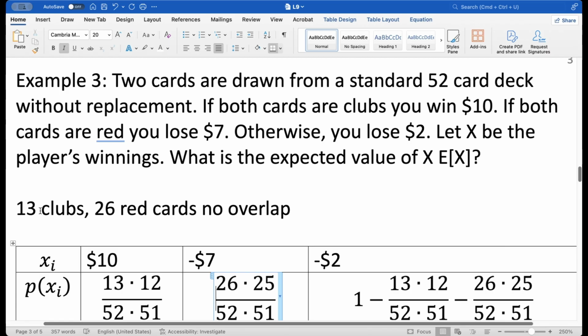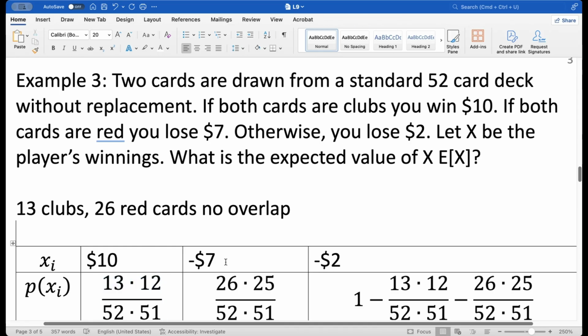The first draw, there's 13 possibilities for the first club. Then you want to get another club. There's only 12 left for the second one. Denominator, there's 52 total cards. The first draw, after removing one without replacement, goes down to 51.